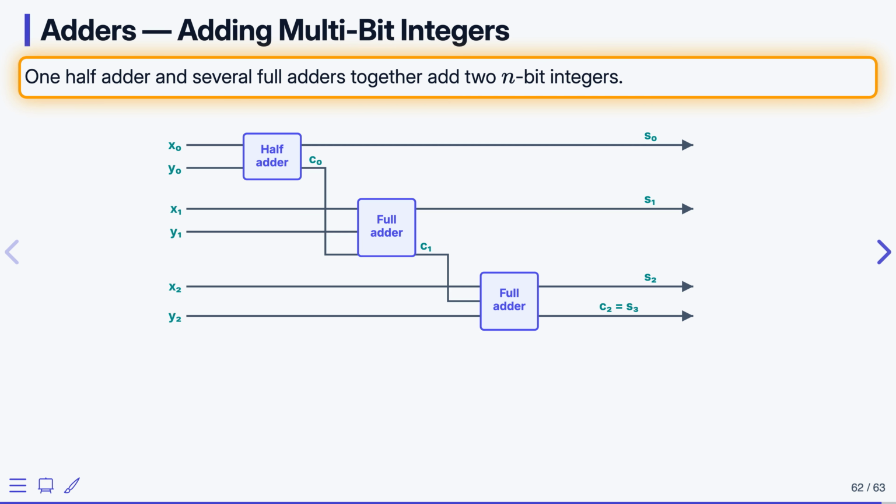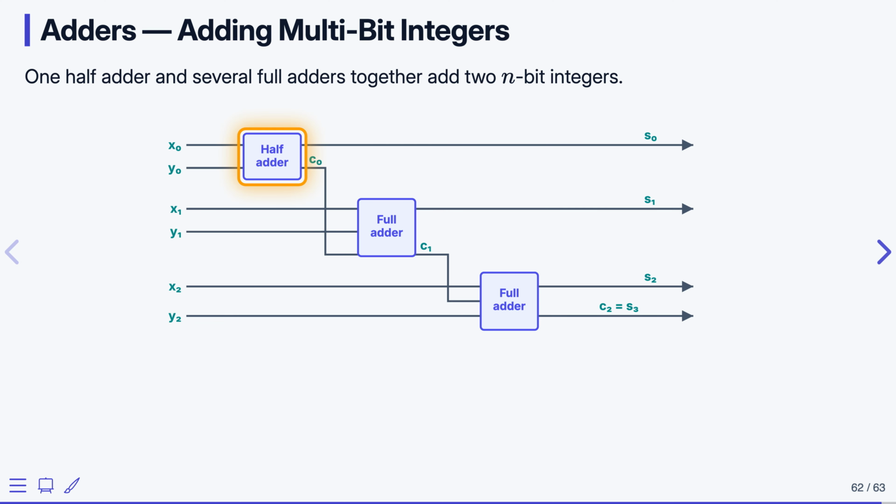Finally, we chain adders to add whole binary numbers. To add 2 3-bit integers, we line up 3 adders, 1 per column. The rightmost column has no carry coming in, so it uses a half adder. It adds the lowest bits, x0 and y0, and gives the sum bit s0 and a carry c0. That carry flows into a full adder for the next column.